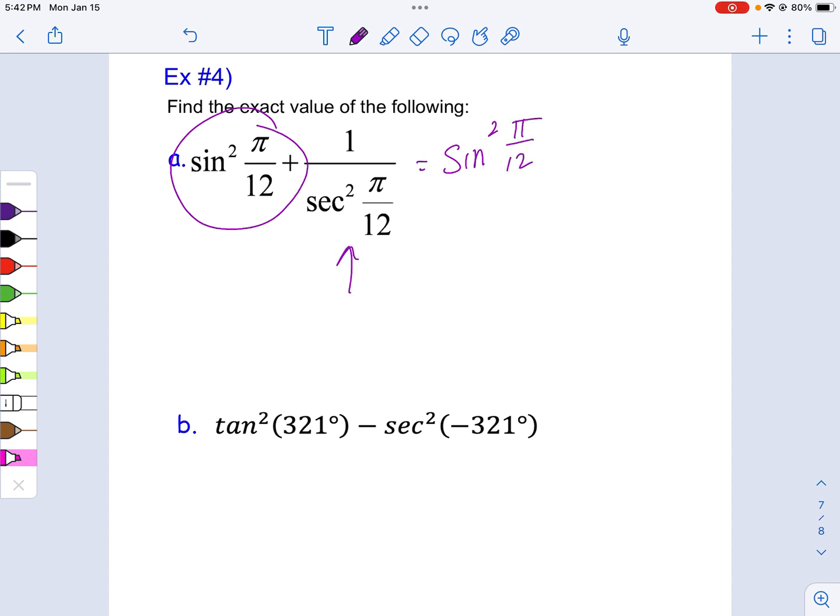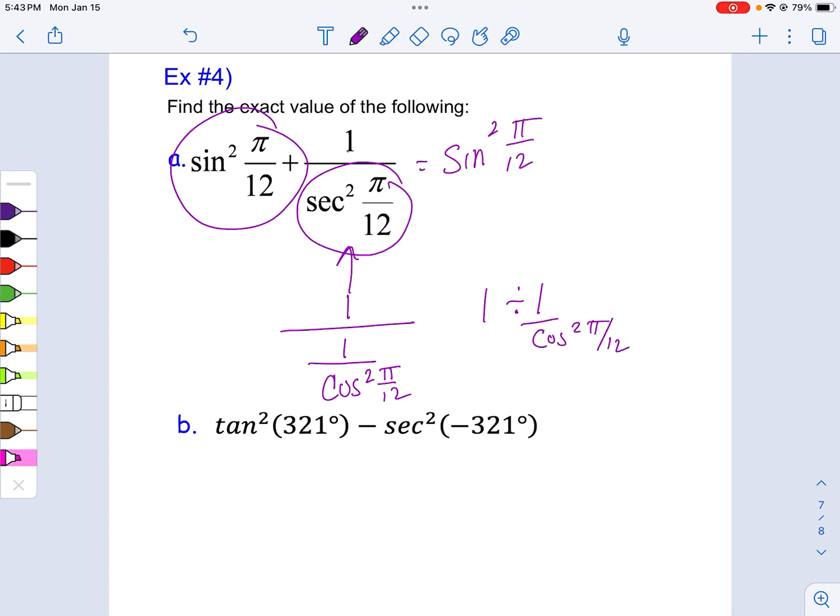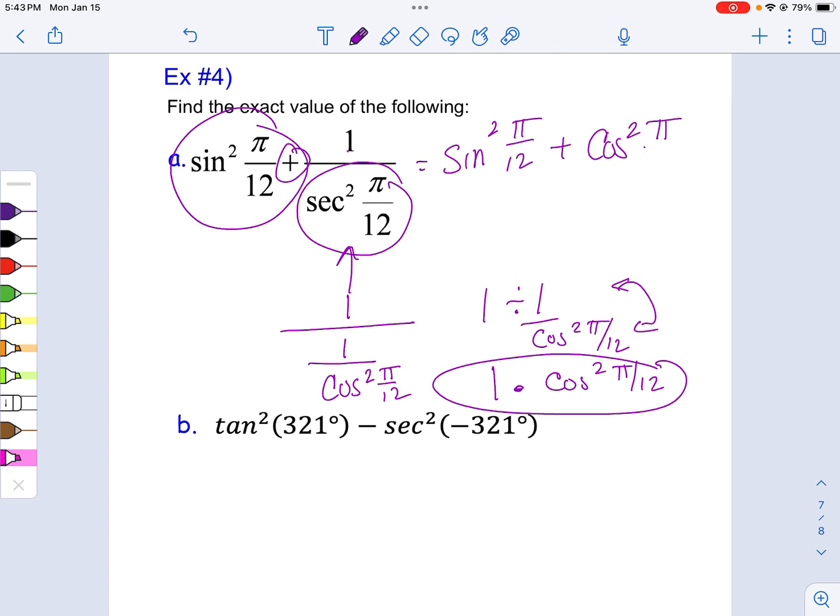But secant, I know that secant is the reciprocal of cosine. So this right here is 1 over cosine squared of pi over 12. If I take 1 and divide it by 1 over cosine squared of pi over 12, that's the same as 1 times the reciprocal, so 1 times cosine squared of pi over 12. So this part just becomes cosine squared of pi over 12. There was a plus sign in the middle, so it says plus cosine squared of pi over 12.